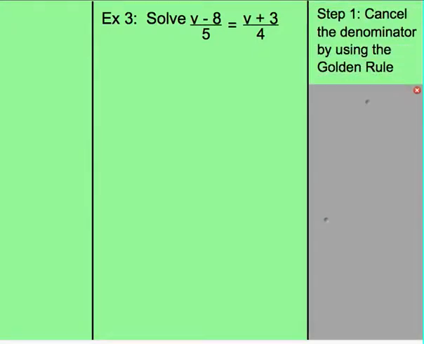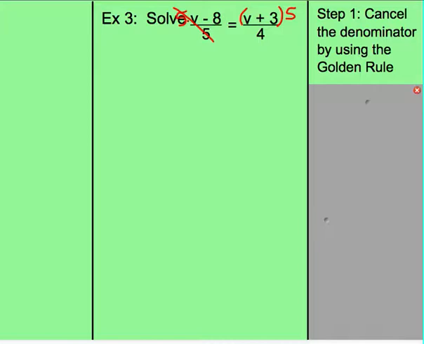Step 1, cancel the denominator using the golden rule. This time it doesn't matter which denominator I cancel first, they're both under a binomial. Just make sure when you cancel that denominator that you multiply the entire side by the denominator. So I'm going to go ahead and cancel my 5 first. I'm going to multiply everything on the right-hand side by 5.